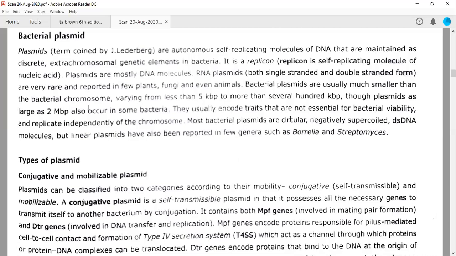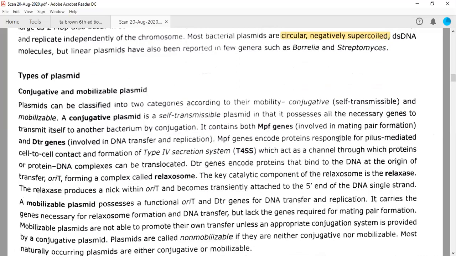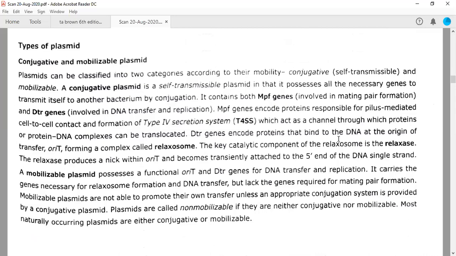Now, this is important: plasmids are mostly circular, negatively supercoiled, double-stranded DNA molecules, but linear plasmids have also been reported in a few genera, Borrelia and Streptomyces. But you need to remember that they are generally circular and negatively supercoiled, except a few, for example Borrelia and Streptomyces species, which also have linear plasmids.